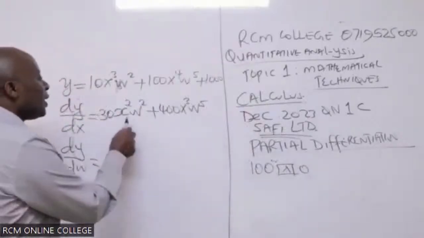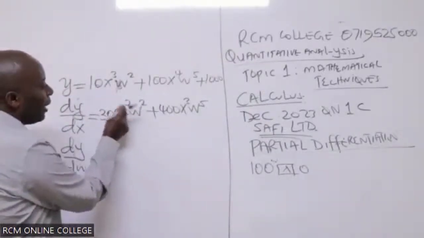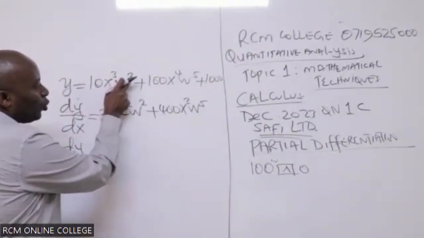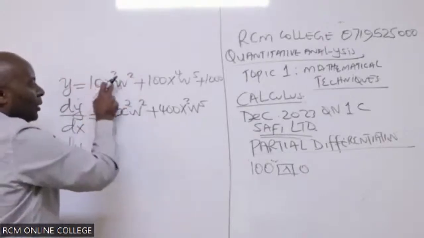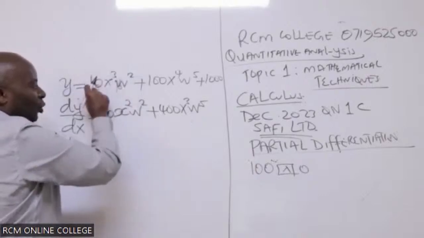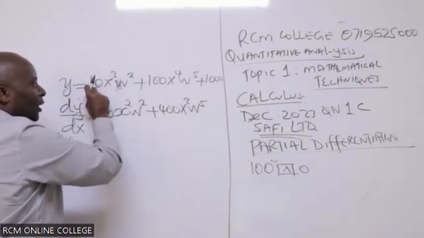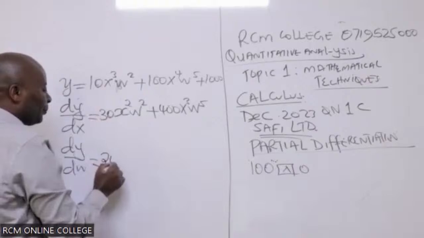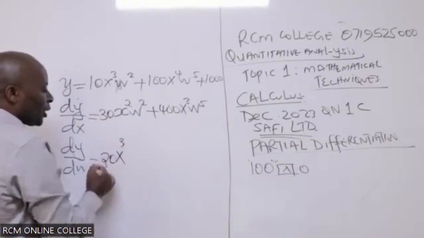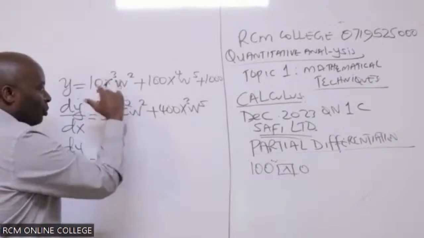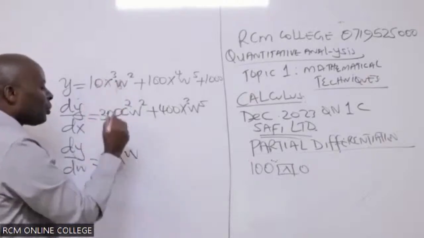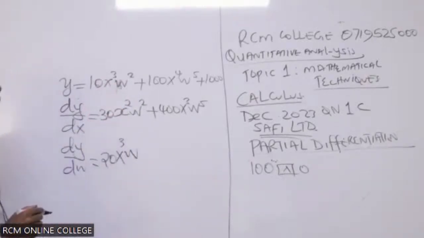So then, ladies and gentlemen, here we are. To differentiate here with respect to w, you see w here has got power 2, and it is the one that we are chasing. So its power will have to come right in front. So it means 10 times 2 gives me 20. X is not changing in structure this time around. But you see, w's power will have to go down.